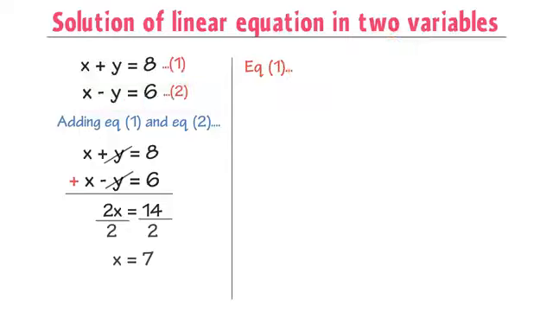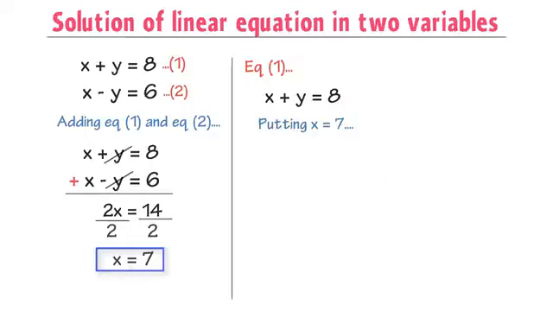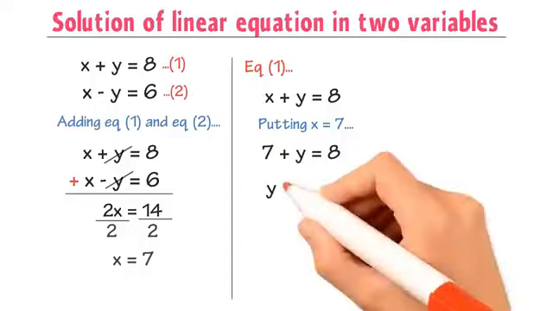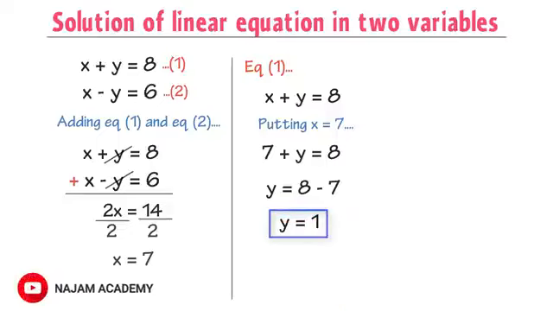Now equation number 1 is x plus y is equal to 8. We know that x is equal to 7. Thus putting x is equal to 7 in equation number 1, 7 plus y is equal to 8. Now shift plus 7 from the left hand side to the right hand side. y is equal to 8 minus 7, or y is equal to 1. So the value of y is 1 and the value of x is 7.